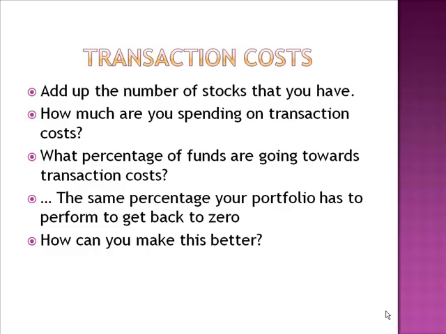Now bear in mind, 2.5% is then the percentage that your portfolio has to perform in order to get back to zero, in order to break even. Now also remember that every time you sell, you have to pay a transaction cost as well. So just work out how much it would cost you to sell all of your stocks also, and then that is the real percentage that you will need to make in the market in order to break even and to get all your costs back.